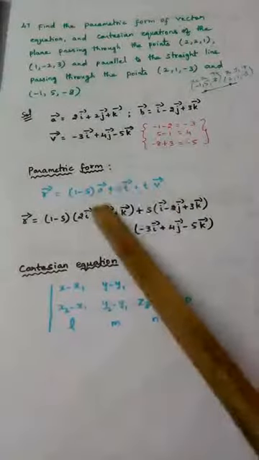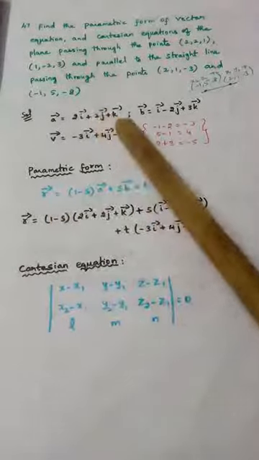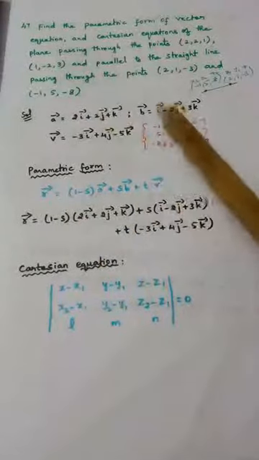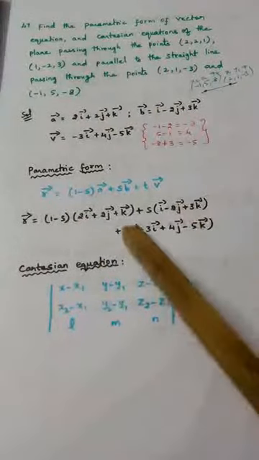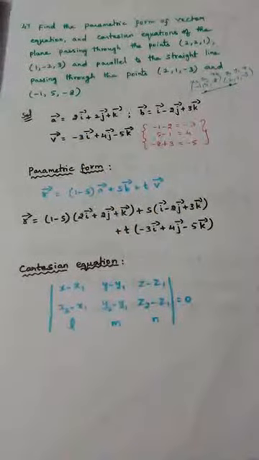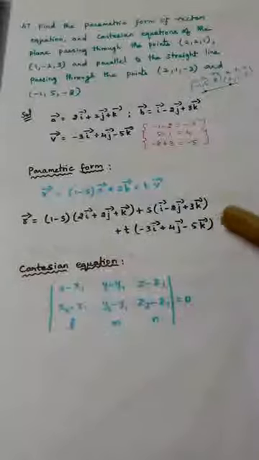What do we have to do? Just substitute. Write 1 minus s; in place of a, write the value. Plus s; in place of b, write the b value. Plus t into v vector, substitute the value. This is the parametric equation. Here ends the first part.